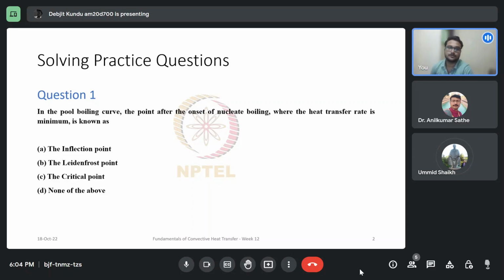So this brings us to question number one of today's session, which says that in the boiling curve for the case of pool boiling, the point after the onset of nucleate boiling, where the heat transfer rate is minimum, is known as what? Option A, the inflection point? Option B, the Leidenfrost point? Option C, the critical point? Or option D, none of the above? Leidenfrost point. Okay, so very quick responses in favor of option B.